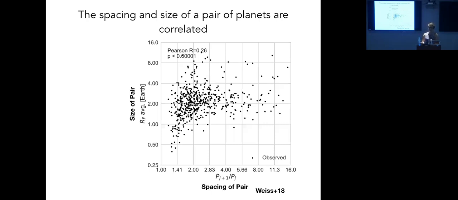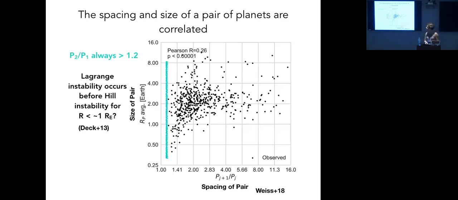And this is interesting because even these smallest planets would be detectable if they had larger orbital period ratios. So this is, again, not the result of some detection bias. Additionally, I noticed this feature on the left, which is that regardless of planet size, the orbital period ratio of the outer planet to the inner planet is larger than 1.2, which I think is potentially related to Lagrange instability, which is where resonance overlap causes orbits to be chaotic before Hill instability has a chance to set in.